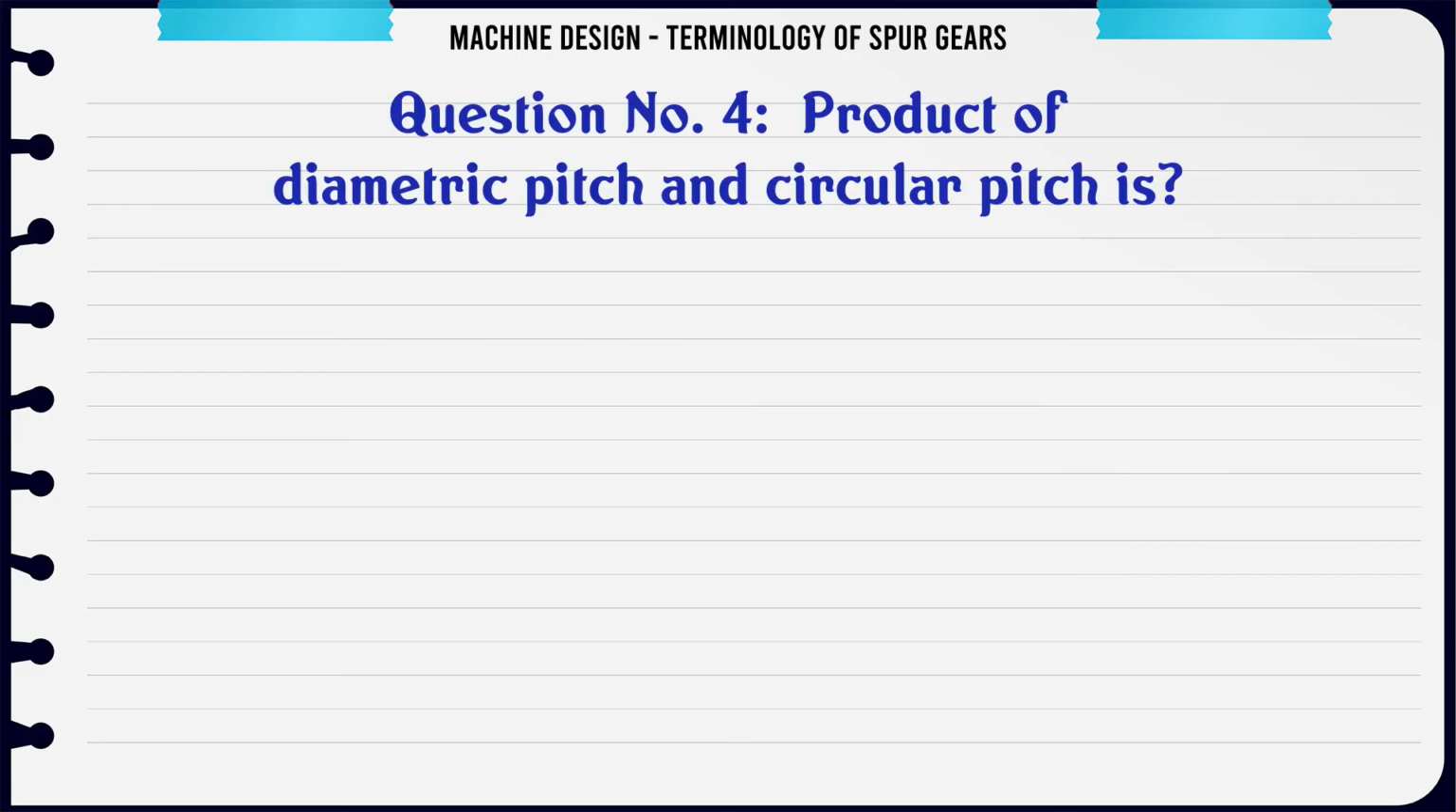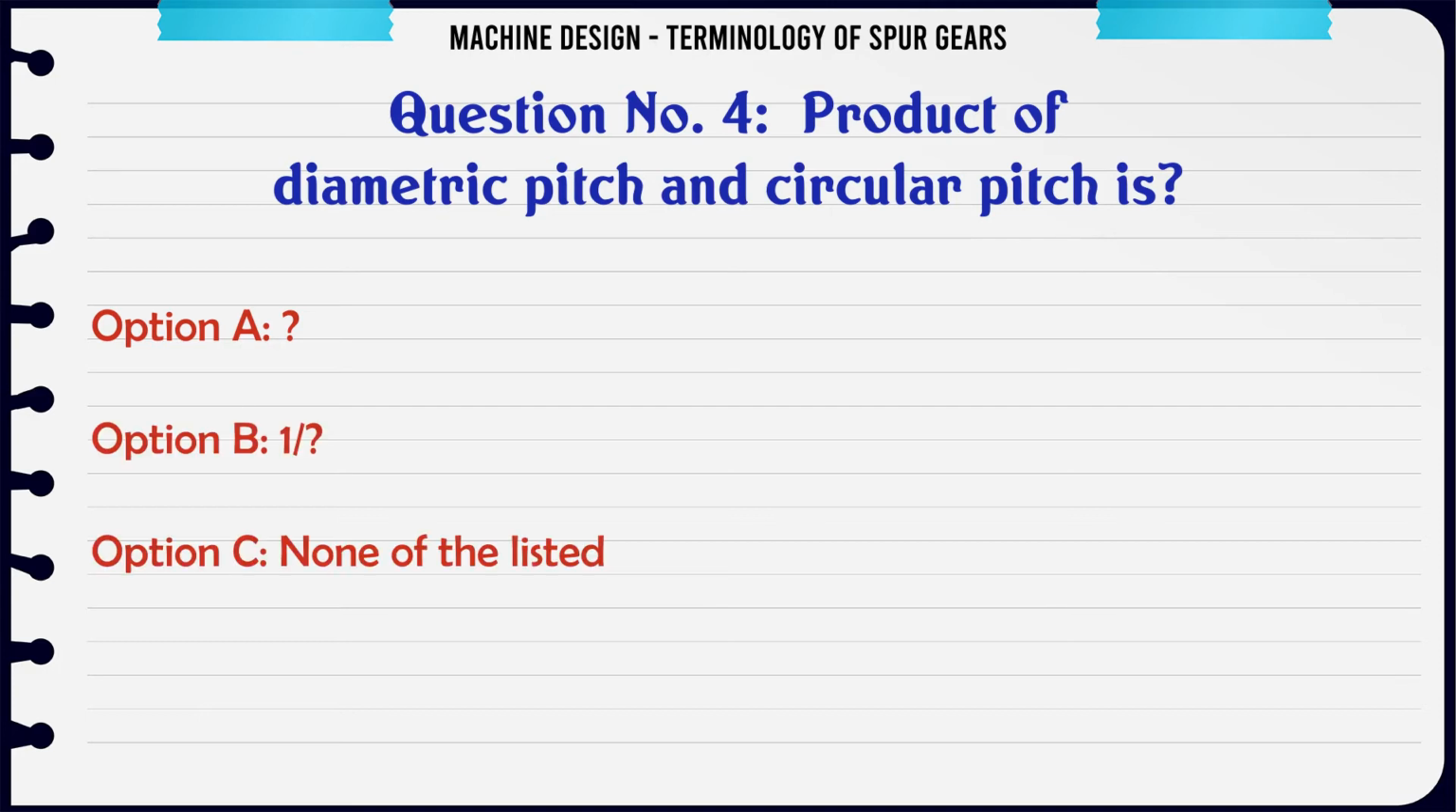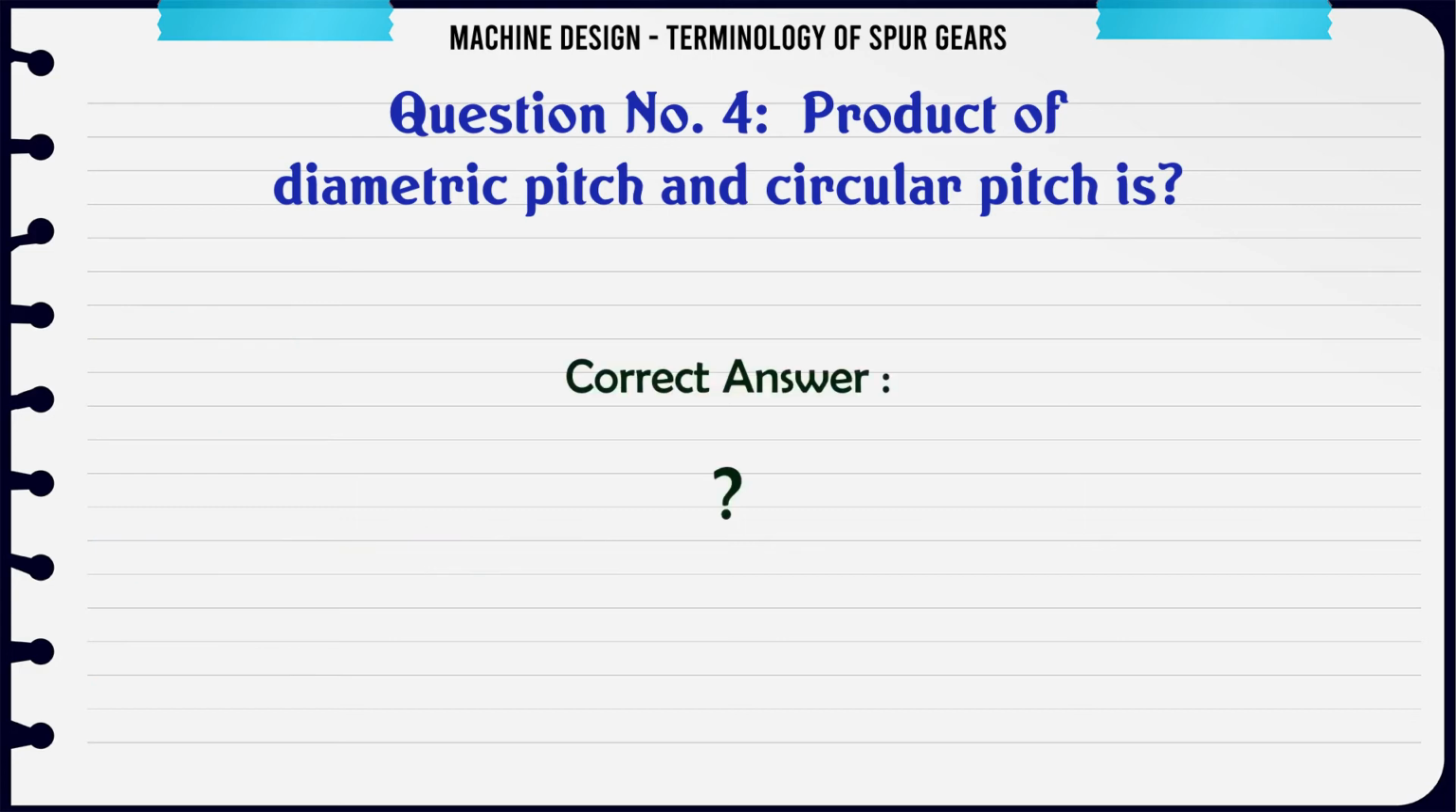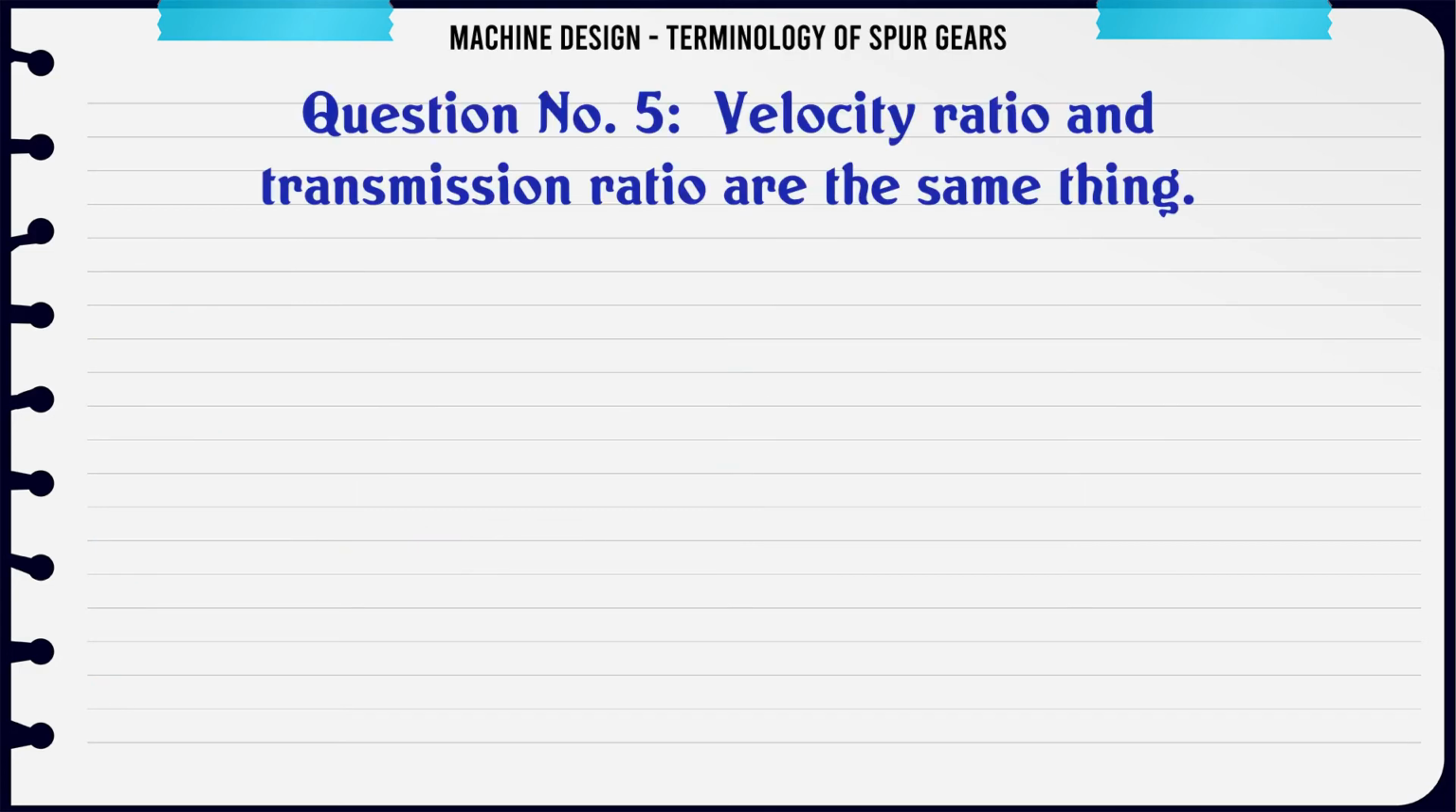Product of diametral pitch and circular pitch is A. 1, B. 1, C. None of the listed, D. 2. The correct answer is 2.